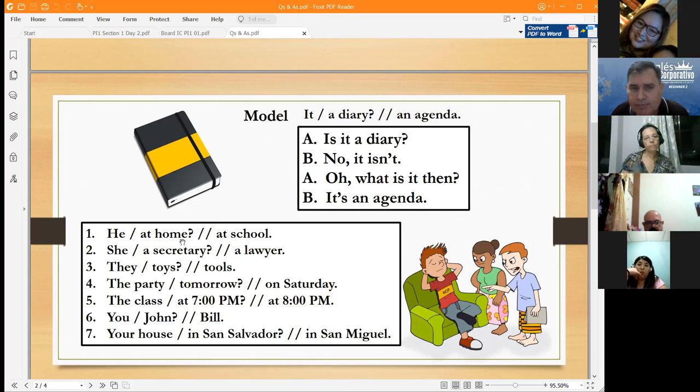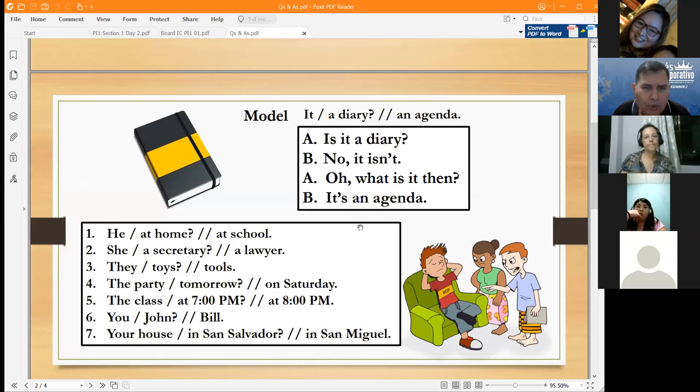Is he at home? No, he isn't. Oh, where is he then? He's at school. Okay. And then you say, like, is she a secretary? No, she isn't. What's her job then? Okay. And you say, she's a lawyer. Or you can eliminate them. You say, oh, what's her job? She's a lawyer. Okay. Right? Okay.